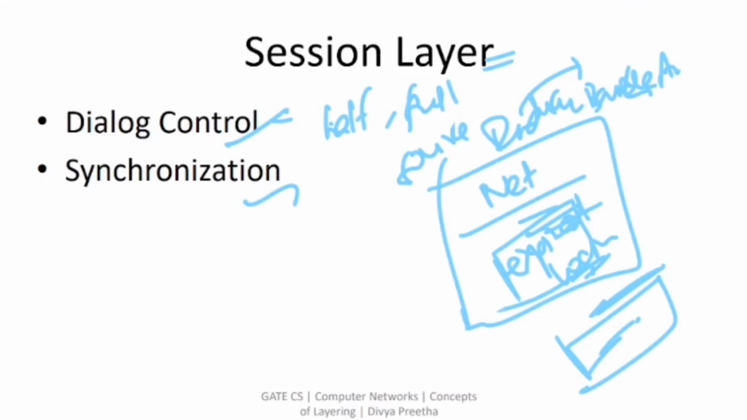So again, the second concept we have here is synchronization. Synchronization is the process of adding checkpoints into a stream of data, so that if any crash occurs, you can handle it without retransmitting the entire data. For example, you have 500 bits of data to send, and you have sent 50 bits, and here the system has created a checkpoint.